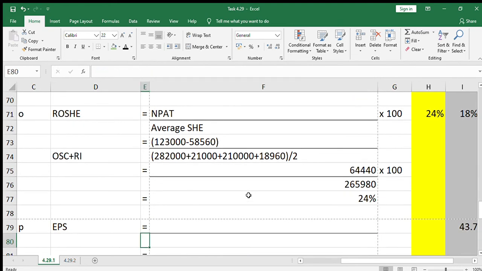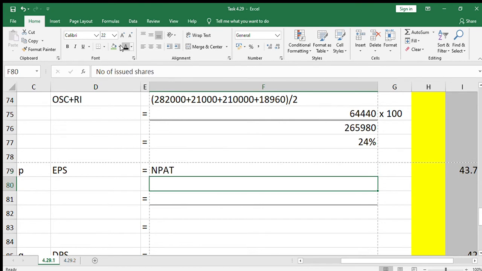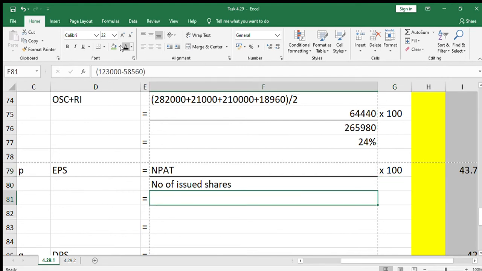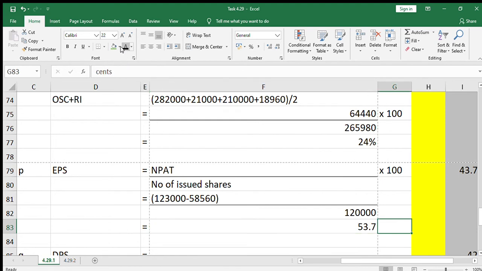Okay, the next formula we're calculating is earnings per share. So we're almost at the end of our calculations. Earnings per share: the formula is net profit after tax divided by the number of issued shares. You're also going to be multiplying by 100 because you want your answer to be in cents. Net profit after tax we have calculated above. And the number of issued shares, you can get from the ordinary share capital note, the number of shares you issued at the end of the year. Okay, so we're just going to do the calculation and our answer is 43,7 cents.